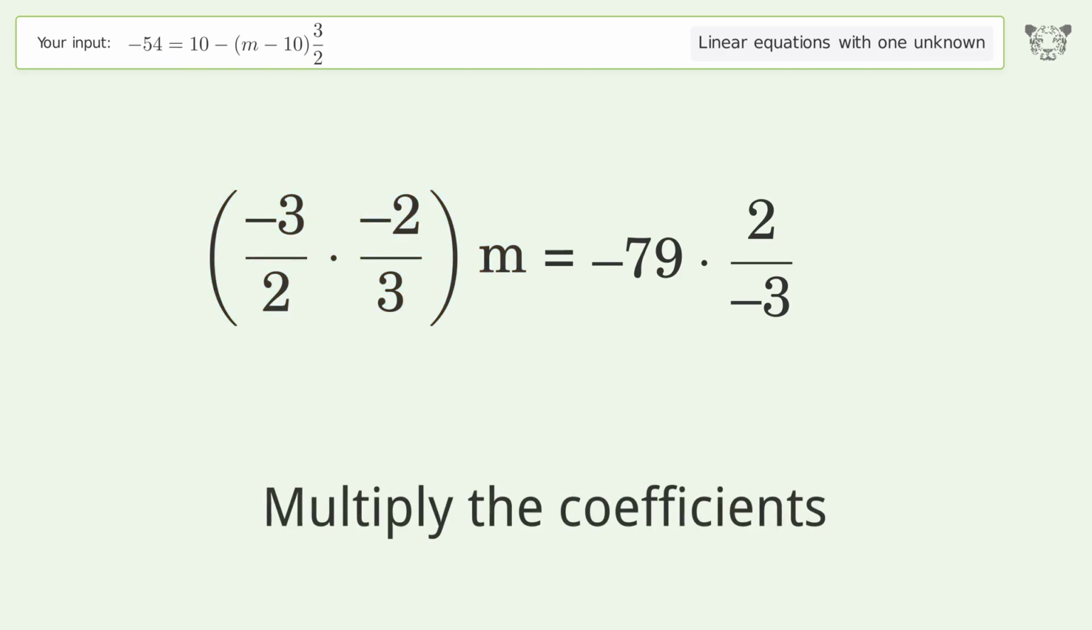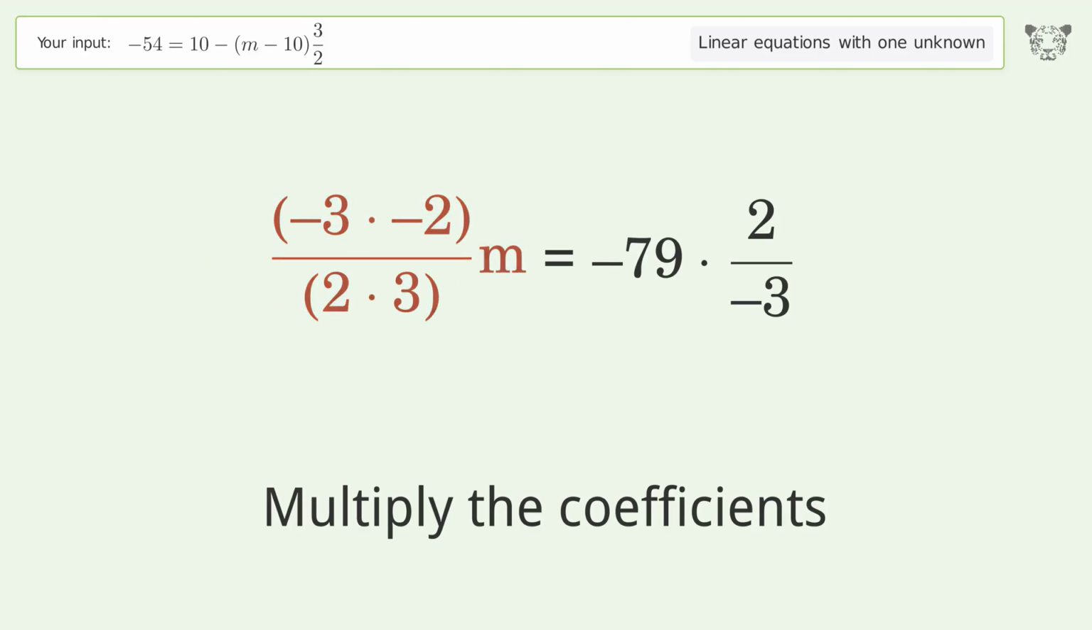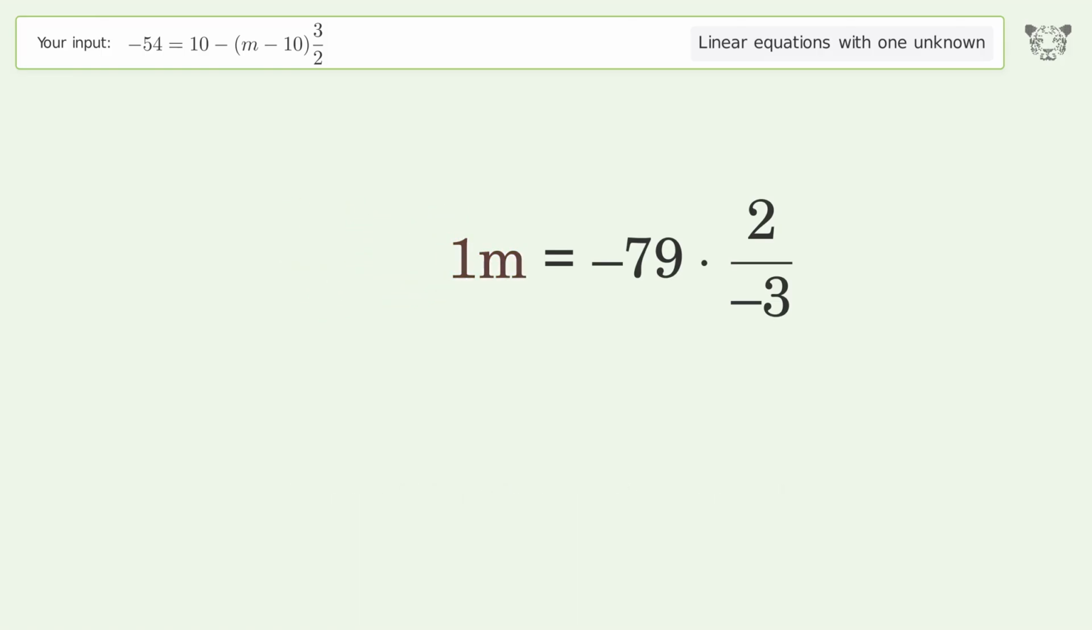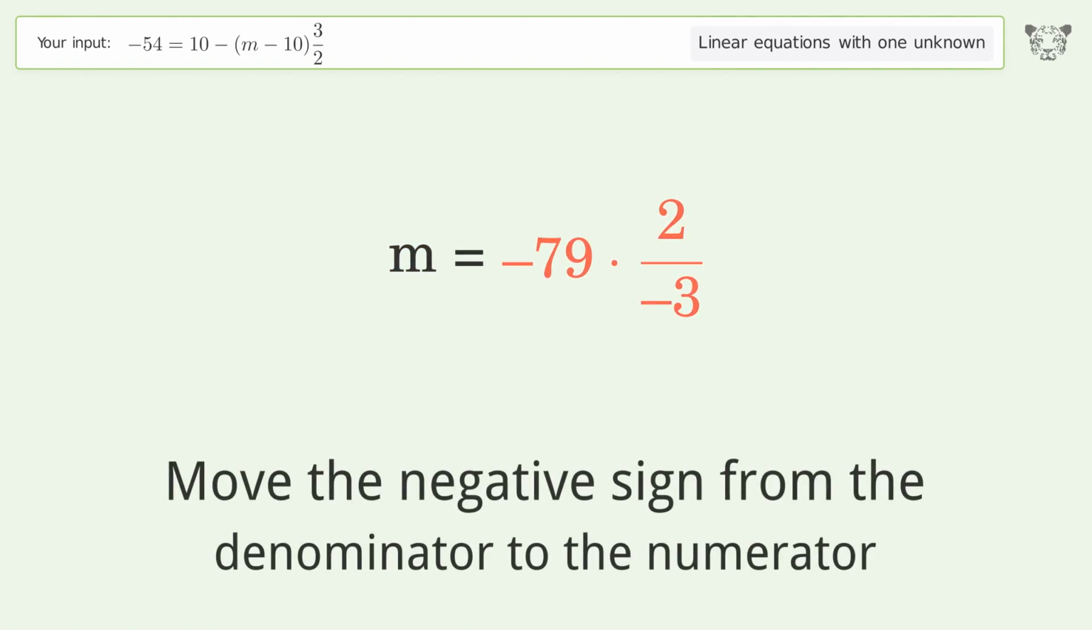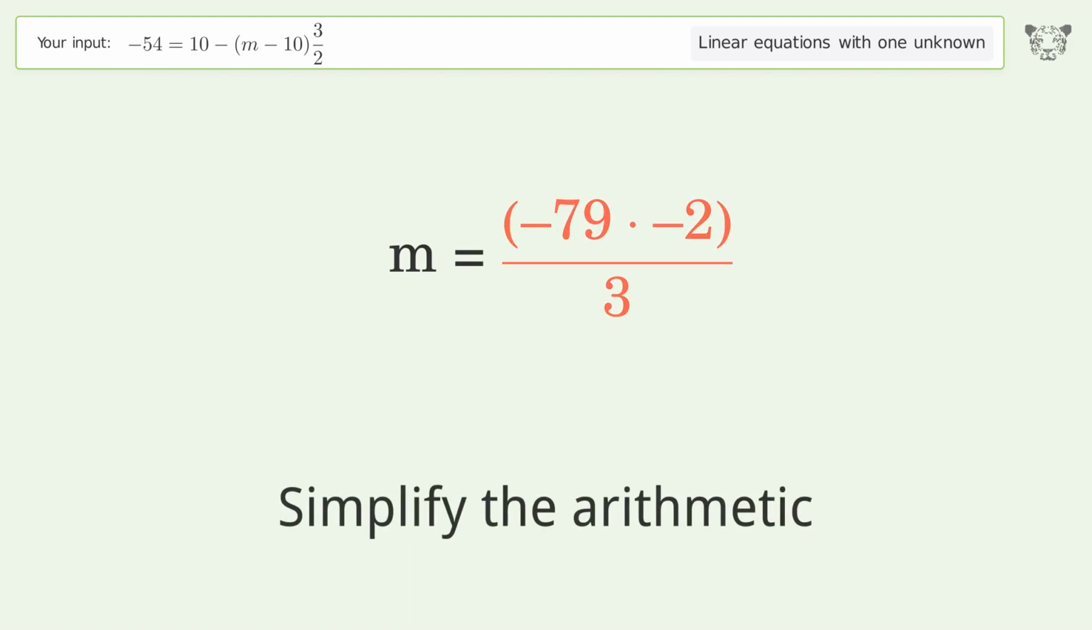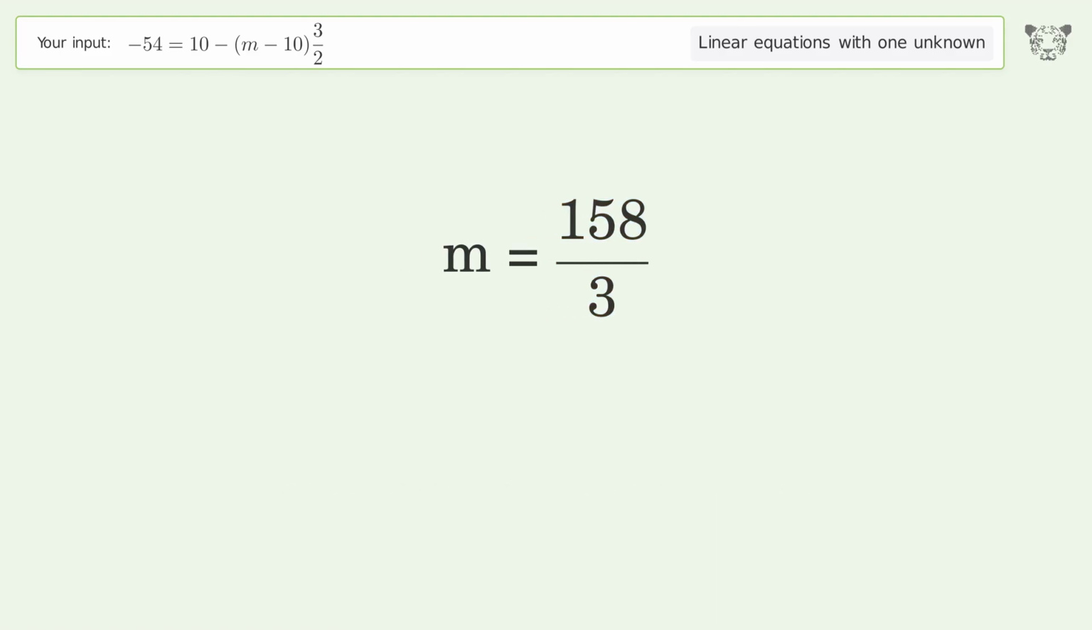Multiply the coefficients. Simplify the arithmetic. Move the negative sign from the denominator to the numerator. Multiply the fractions. Simplify the arithmetic. And so the final result is m equals 158/3.